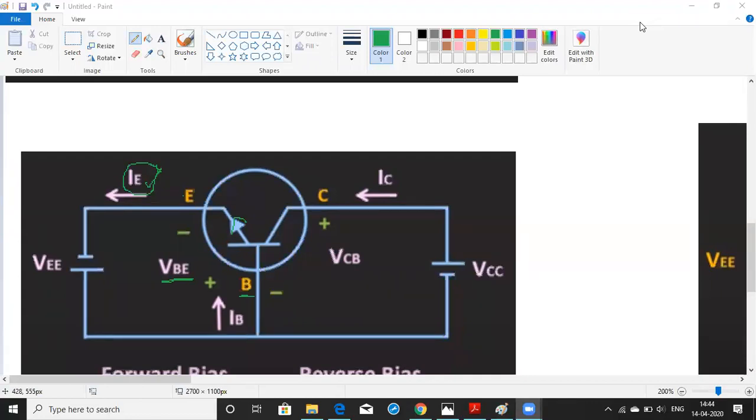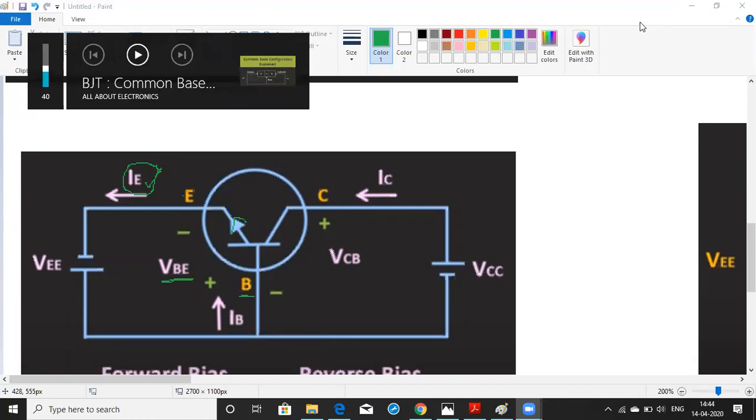Audio is not clear. I have switched off my fan. Okay, just wait. Is it clear now? I think it is clear now. I'm continuing.